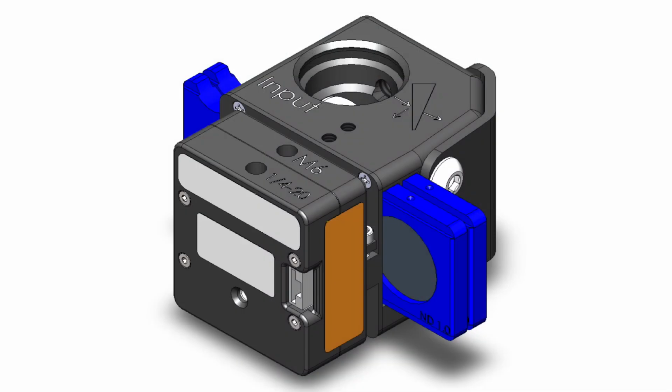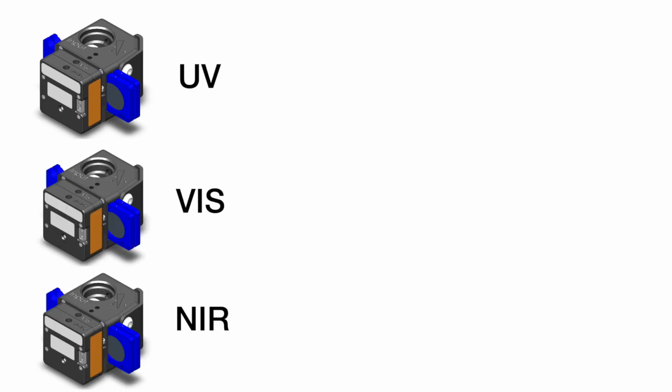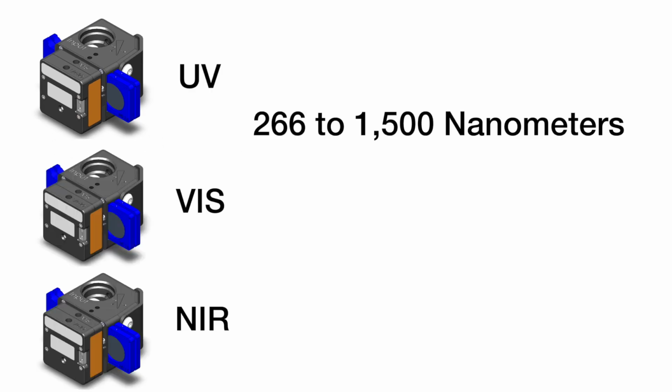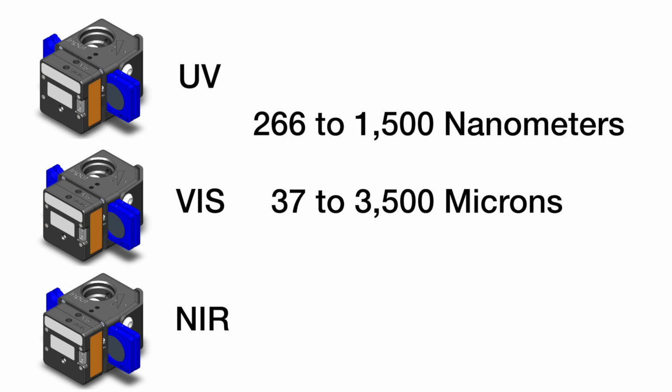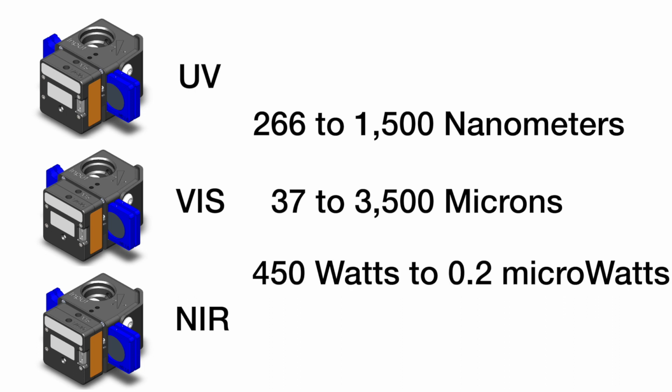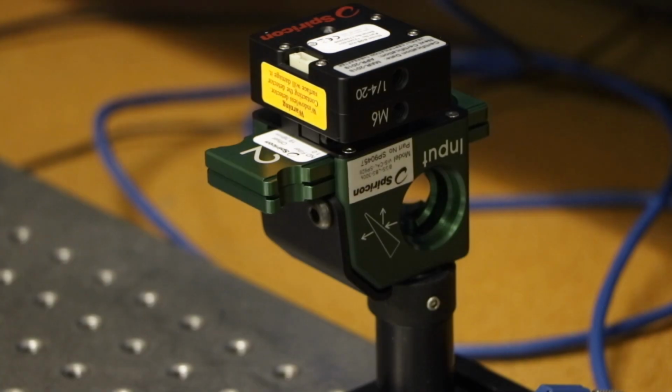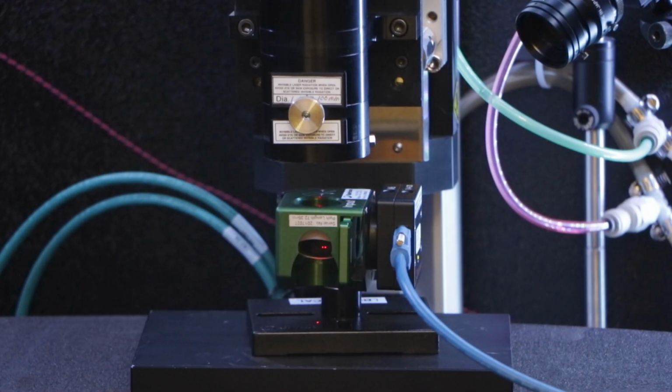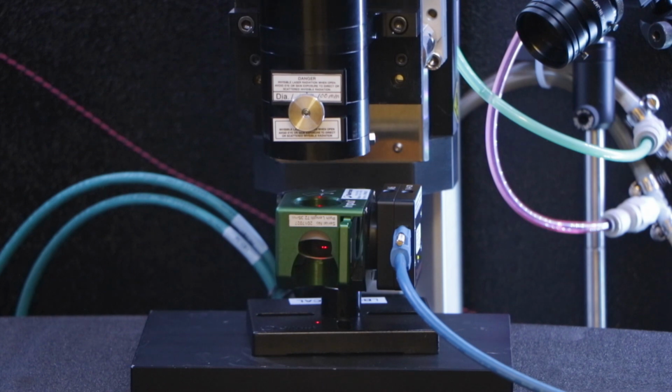Beam profiling system variants are available for UV, visible, and near IR lasers from 266 to 1500 nanometers. The Focal Spot Analyzer measures laser beam diameters from 37 to 3500 microns and can safely measure lasers with average powers up to 450 watts and as low as 0.2 microwatts. The FSA features a compact and lightweight design, making it ideal for use in tight spaces or field service use.